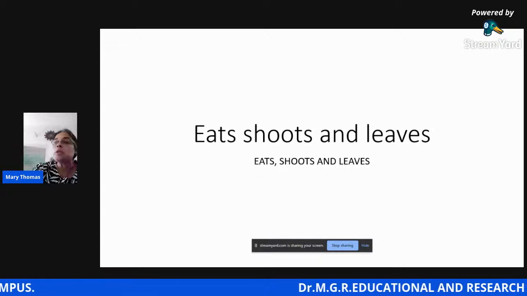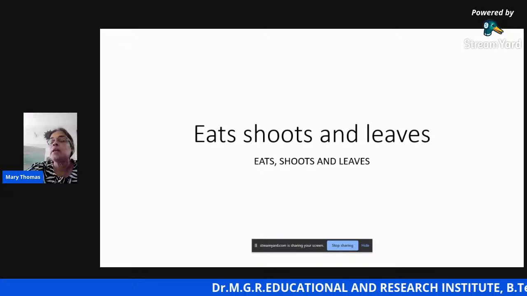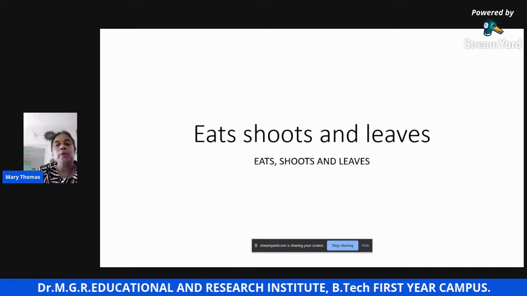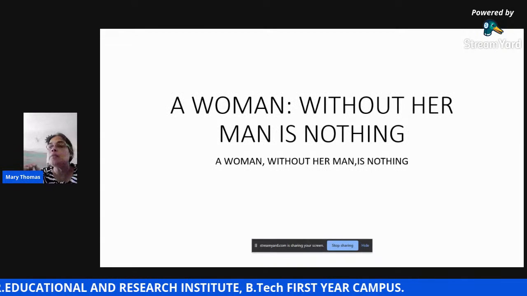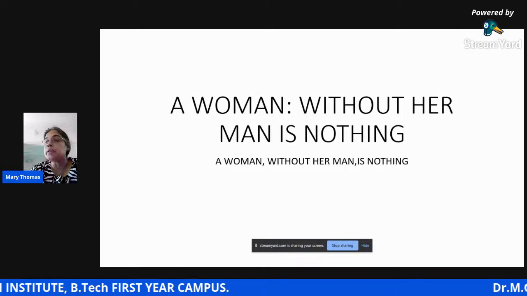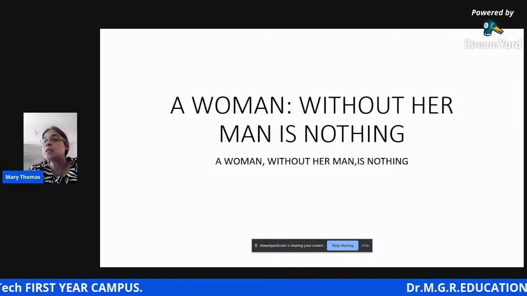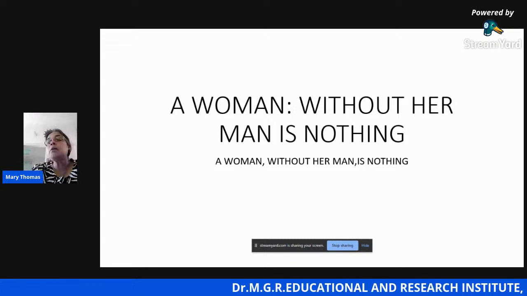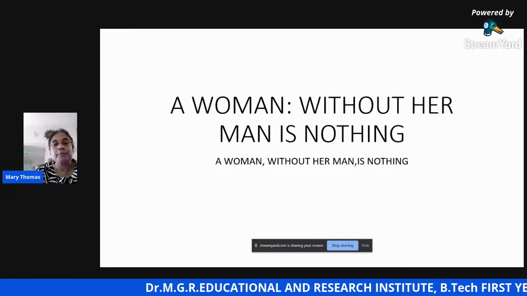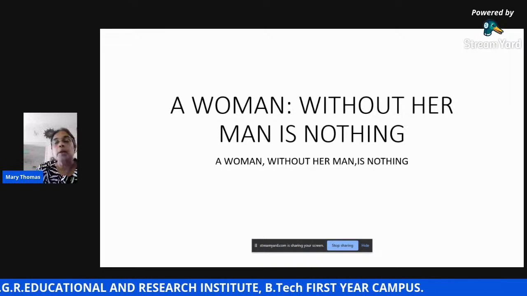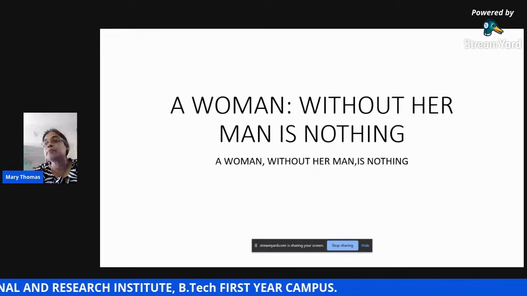And can you see two dots there? Two very prominent dots. That's a colon. A colon is written after an independent clause. What it's saying is: a woman, colon, without her, man is nothing. All right, read the two sentences. A woman: without her, man is nothing.